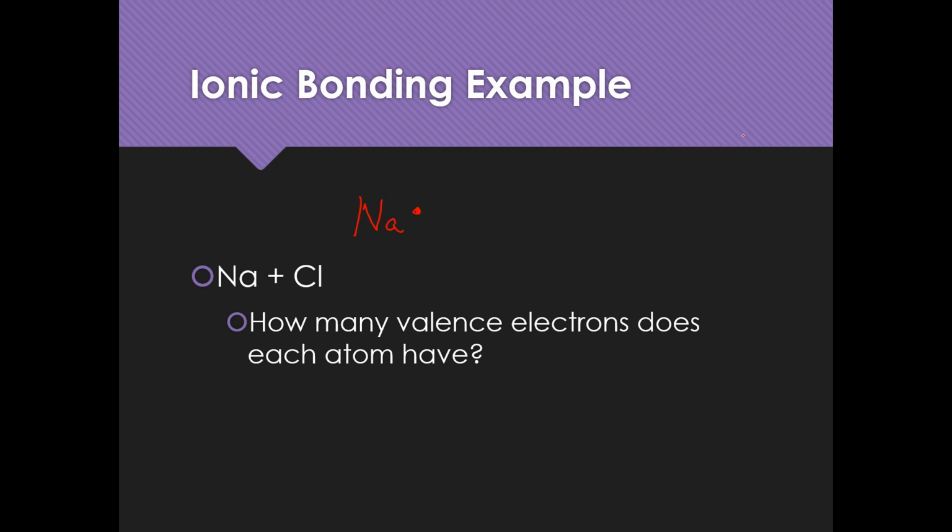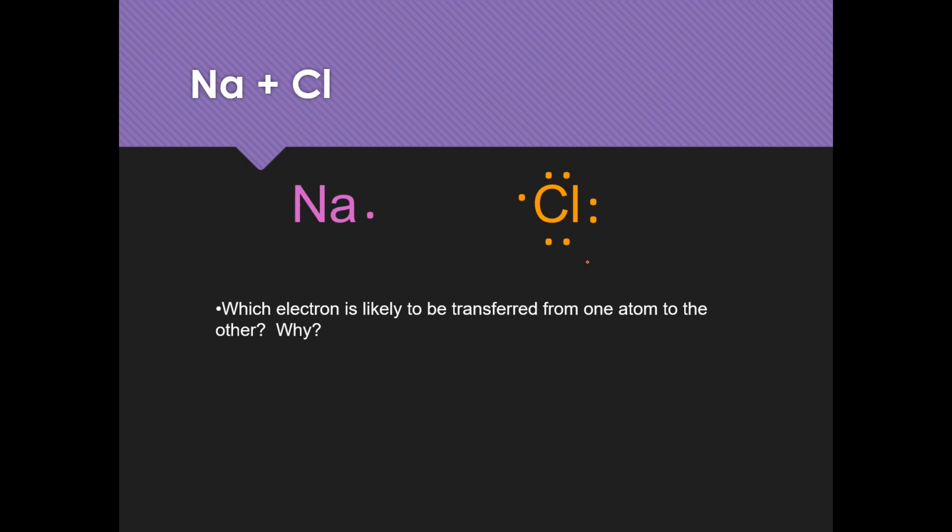How many valence electrons does chlorine have? Chlorine, if you look on the periodic table, is in column 7A. It has 7 valence electrons. So chlorine, 1, 2, 3, 4, 5, 6, 7. I guess it doesn't like when I do something up there. Anyway, it has 7 valence electrons. So if we look at it like this, there's sodium and there's chlorine.